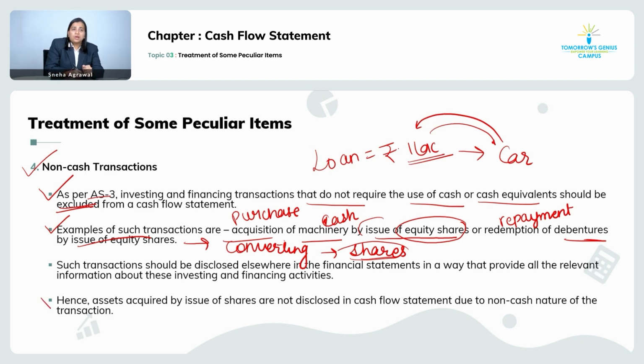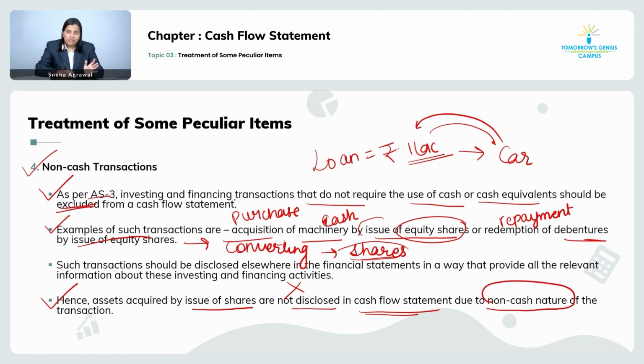So, to sum up, assets acquired by issue of shares are not disclosed in the cash flow statement. Why? Due to the non-cash nature of the transaction, right? Unless and until there is cash inflow or outflow, there is no requirement to add it in your cash flow statement. Okay.